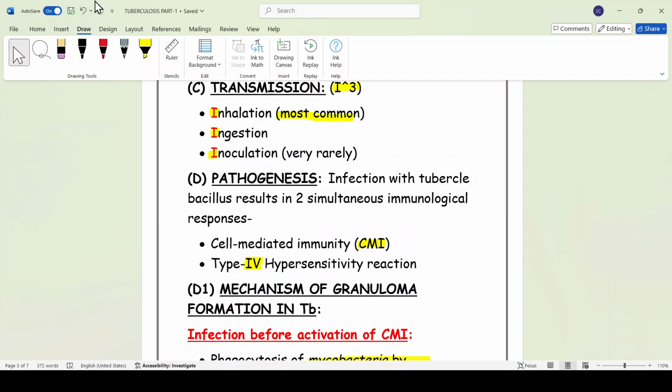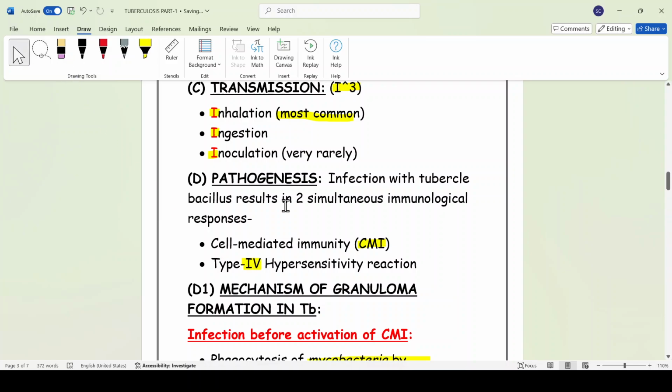Now, here, this type 4 hypersensitivity reaction is a very important question that can come from here: what type of hypersensitivity reaction is associated with TB? It is a type 4 hypersensitivity reaction, and that is what we must remember here.